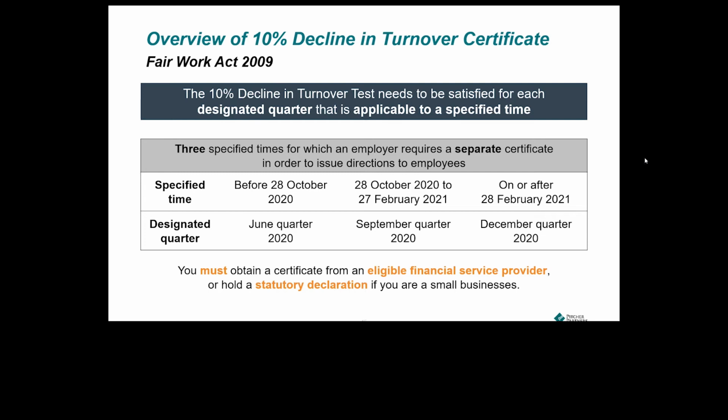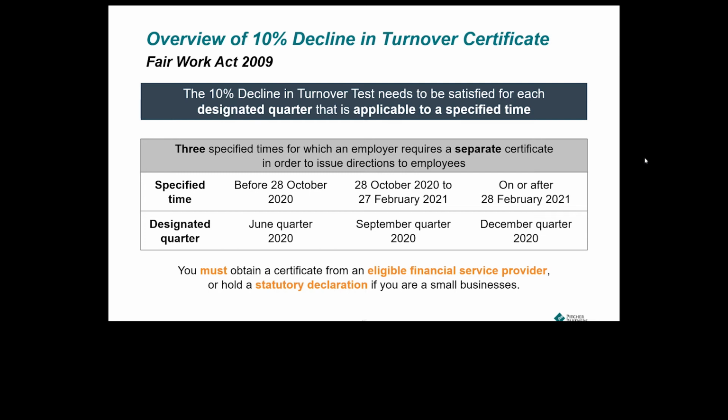So it's a bit odd in terms of the difference in the quarters there, but effectively the rules around the 10% decline in turnover certificates have been lined up with the BAS reporting periods, which is why we have this first specified time being up until 28th of October, and that is in respect of the quarter ended 30 June, and really that lines up with the rules around the lodgement of the BAS for the relevant quarter.